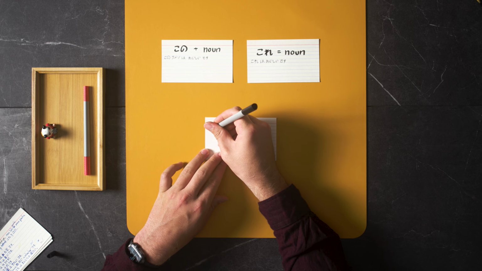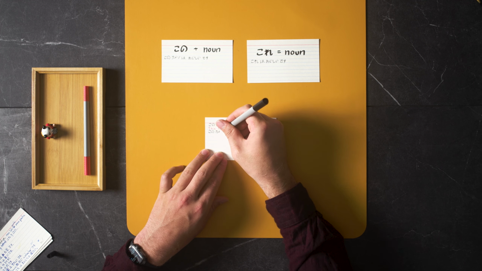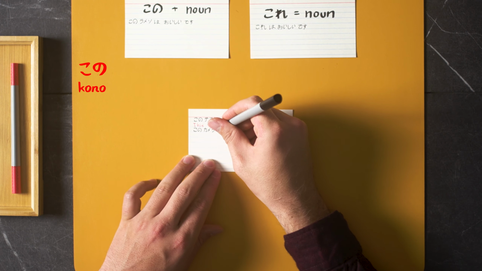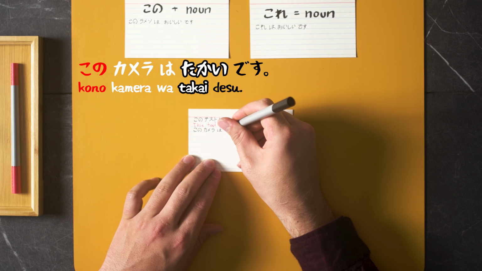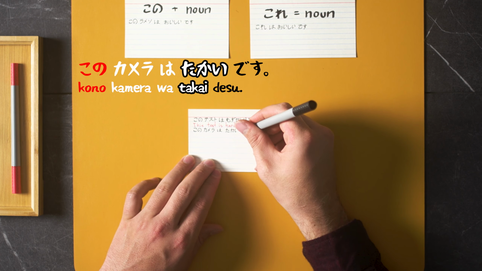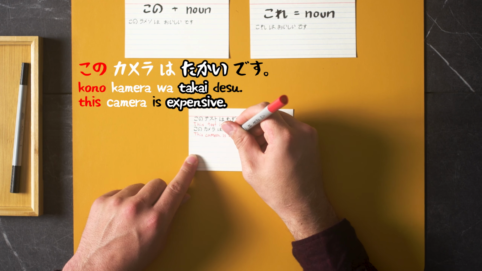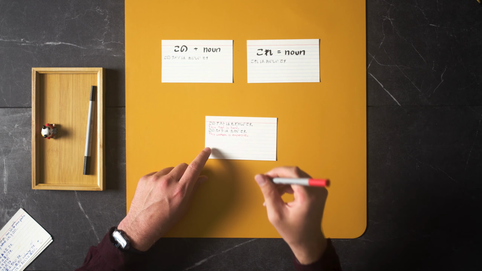Kono in this next sentence is followed by the noun kamera, which means camera, obviously. Kono kamera wa takai desu. In this sentence, takai means expensive, so the sentence translates to this camera is expensive.